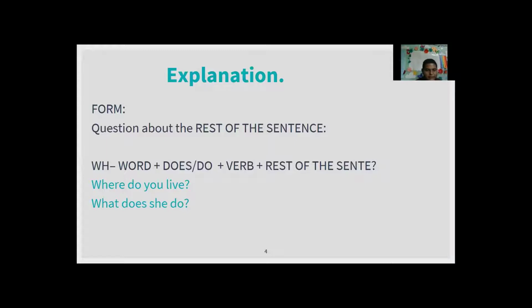Remember the third person form. When it's she, he, and it, we use the auxiliary does, the third person form of the verb do. Or if we use another subject pronoun, we use do, plus the subject, plus the verb and the rest of the sentence, and of course the question mark at the end. Don't forget that these are questions, so we need to add the question mark at the end. Okay.